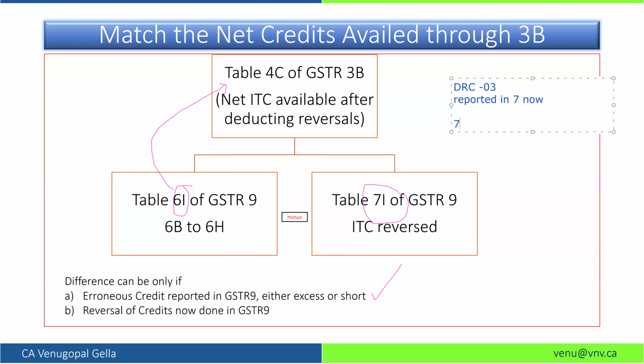So your 7J will now not match with your 4C. Whenever there is a differential, because of a reversal of credit done now, you have to cross check whether there is a DRC 03 for the reversal or not. DRC 03 tax payment goes to table 4. DRC 03 ITC reversal goes to table 7.